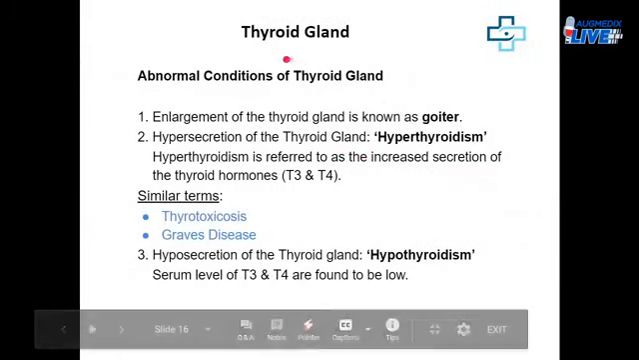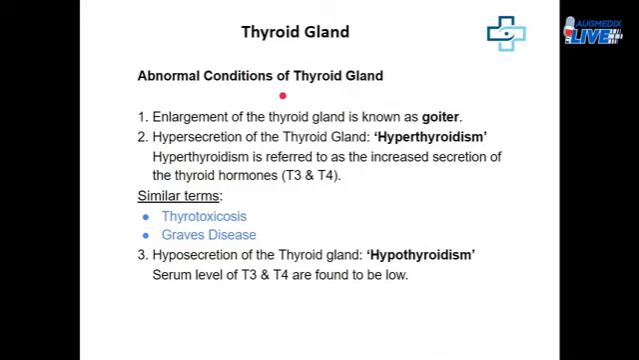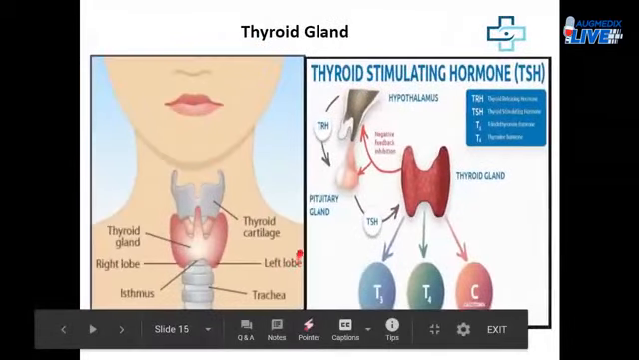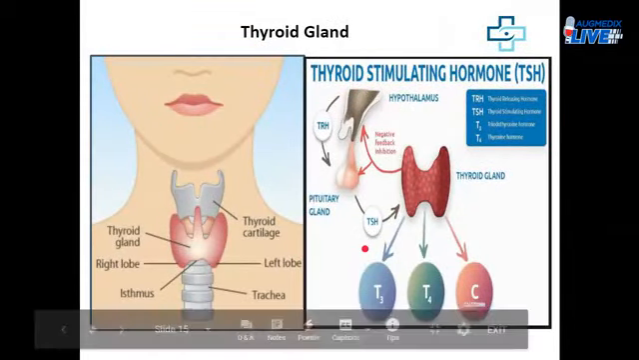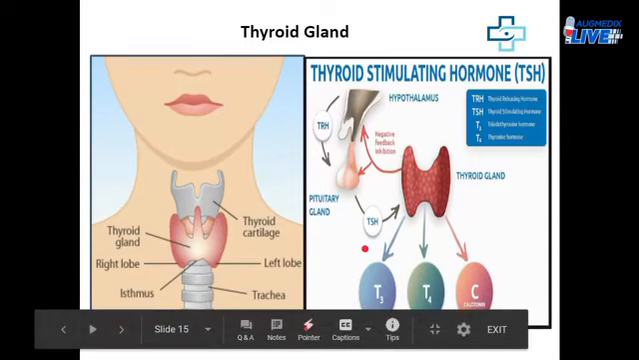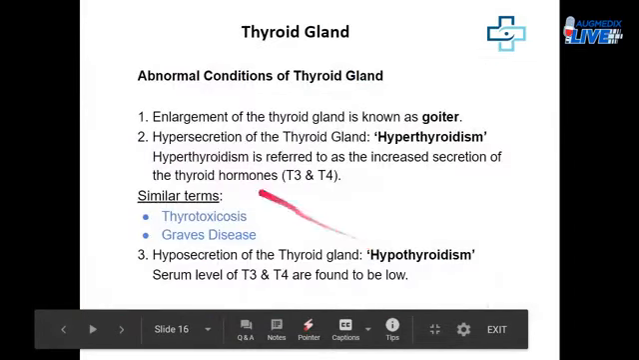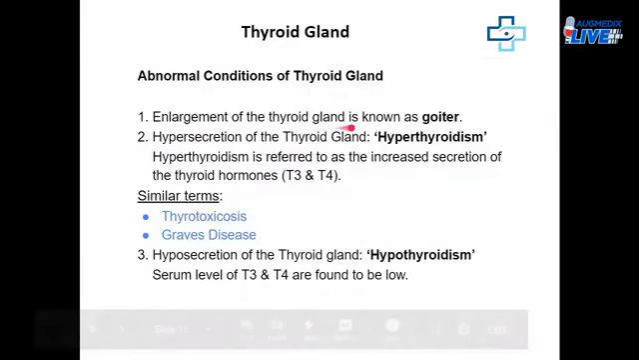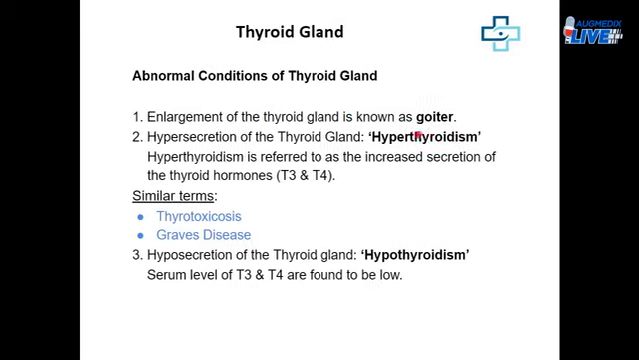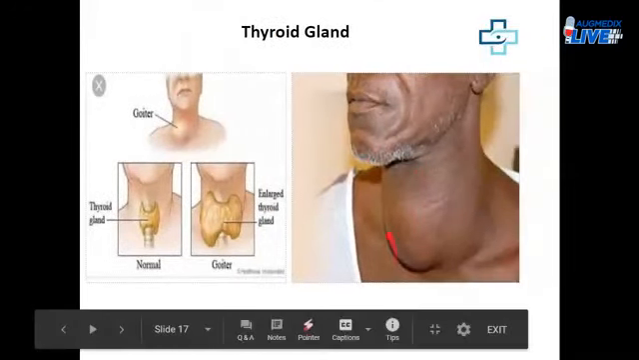Now what are the diseases or abnormal conditions of the thyroid gland? Initially we discussed that increased hormone is known as hyper and decreased hormone is known as hypo. Anything above the normal level is going to be hyper and anything below the normal level is going to be hypo. The first one, enlargement of the thyroid gland, is known as goiter. Let's have a look at the image first. This is a patient with a goiter, an enlarged thyroid.